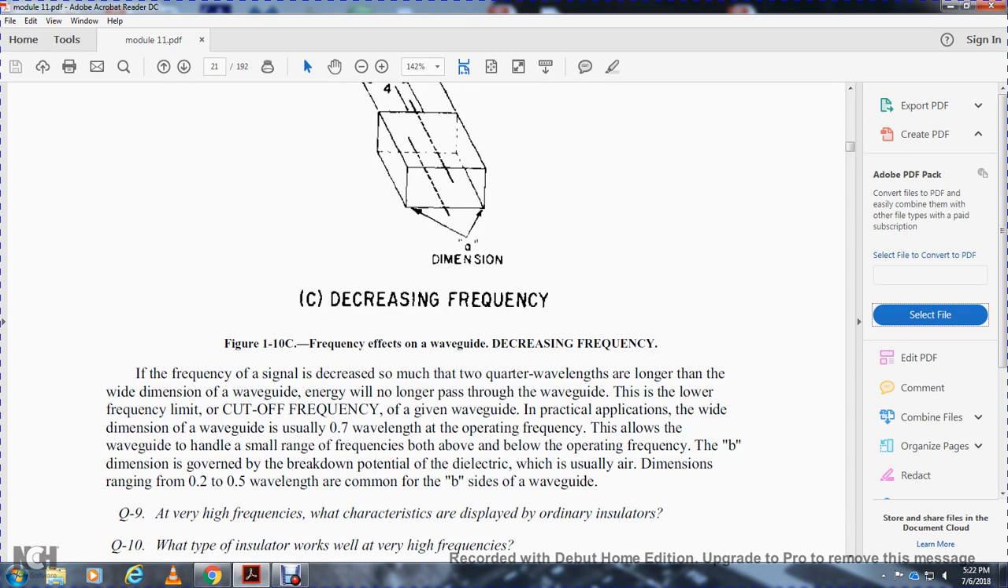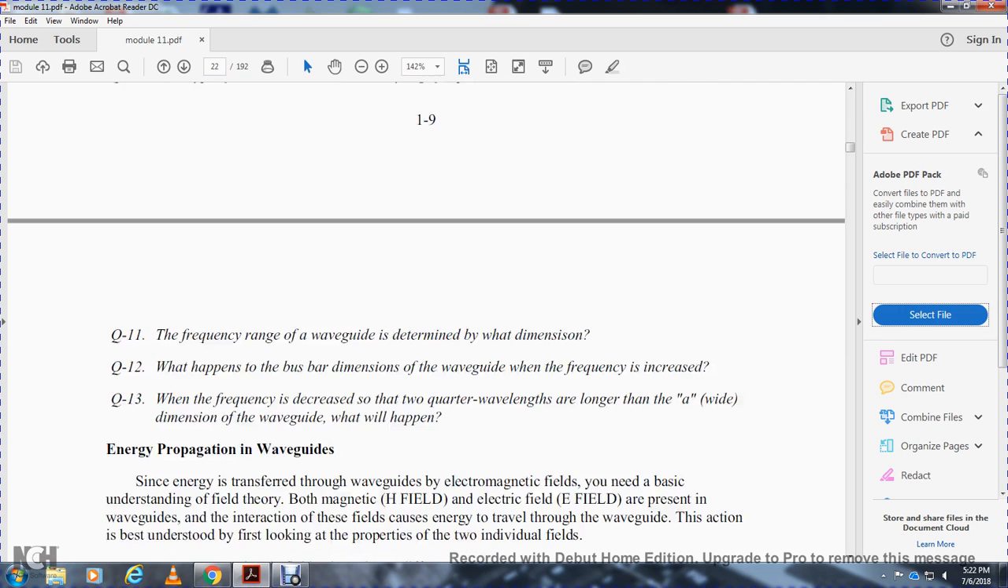The B dimension is governed by the breakdown potential of the dielectric, which is usually air. The dimensions range from 0.2 to 0.5 wavelength, commonly with the B side of the waveguide.